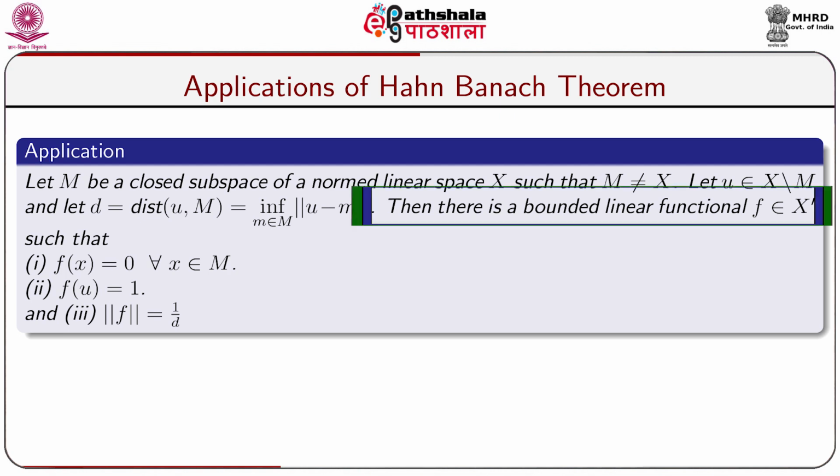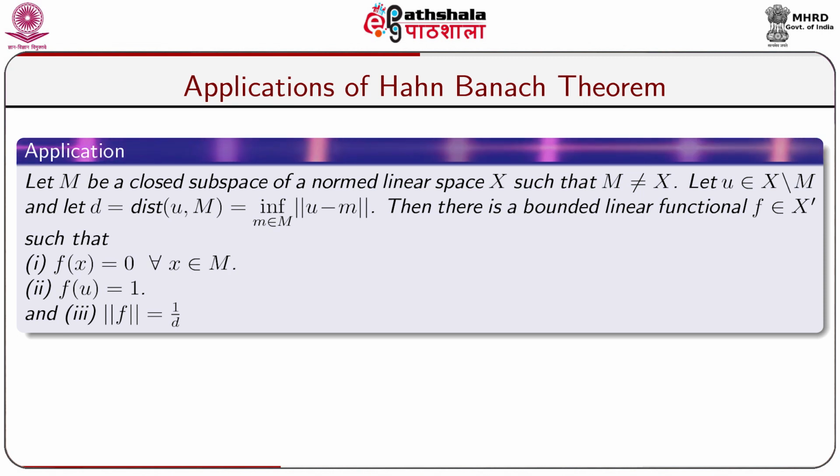Then there is a bounded linear functional f belonging to X dash with the following properties. Number 1, f(x) is equal to 0 for all x belonging to M. Number 2, f of u is equal to 1, where u is taken from X minus M. And number 3, norm of f is equal to 1 by d, where d is the distance of u from M, that is the infimum of norm of u minus m, where m is taken from M. M is a subspace of the normed linear space X and M is closed.